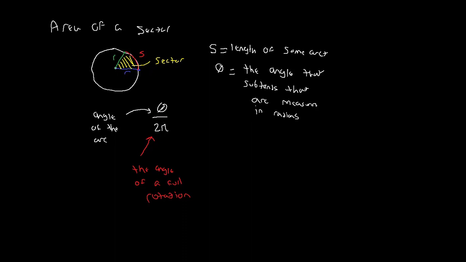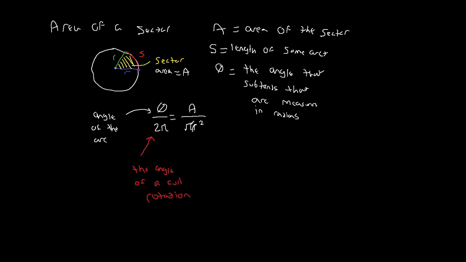This ratio is going to be the same as the area of the sector, which I'm going to call A, for the area of the sector, relative to the full area of the circle, which is going to be pi r squared. Pi r squared is just the area of the circle. We know these two relationships are going to be equal to each other.